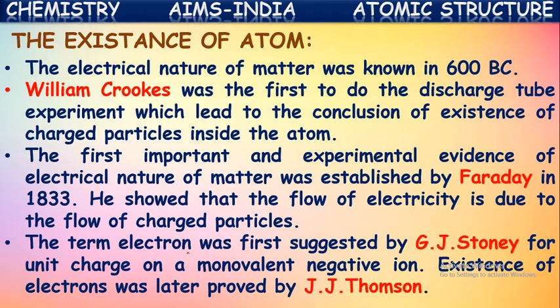Later on, the existence of electron was proved by J.J. Thomson by his experiment, the same as William Crookes' experiment. He also did the same discharge tube experiment, and from that he proved the existence of electrons inside the atom. He called these particles cathode rays. The name electron was given for these cathode rays by G.J. Stoney. Okay.